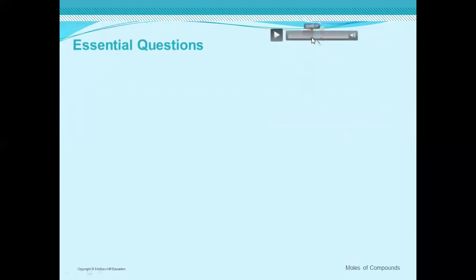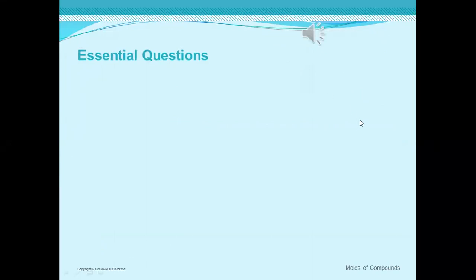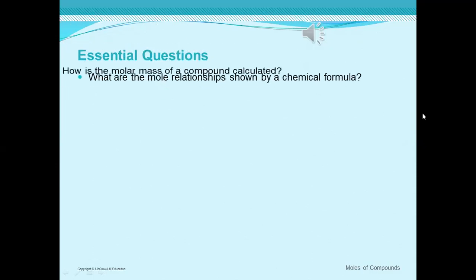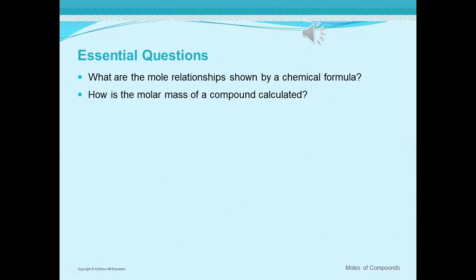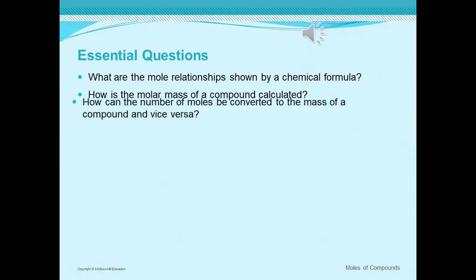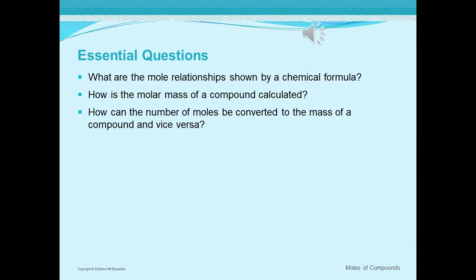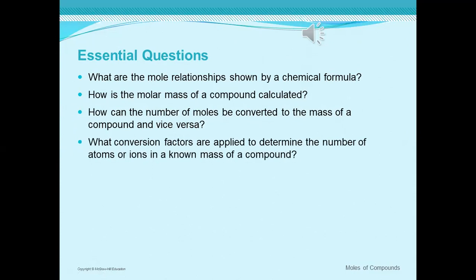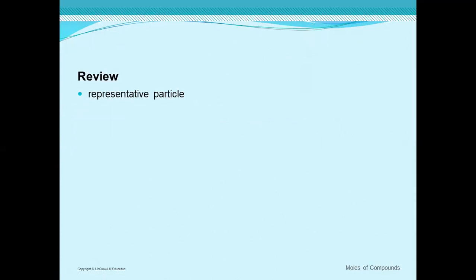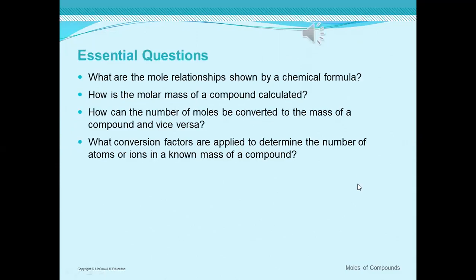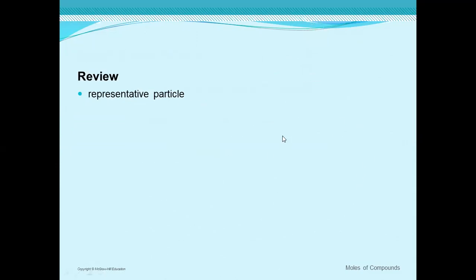After that, the essential questions that we are going to revise. Essential questions: What are the mole relationships shown by a chemical formula? How is the molar mass of a compound calculated? How can the number of moles be converted to the mass of a compound and vice versa? What conversion factors are applied to determine the number of atoms or ions in a known mass of compound? After that, the review vocab is representative particles that we studied before.